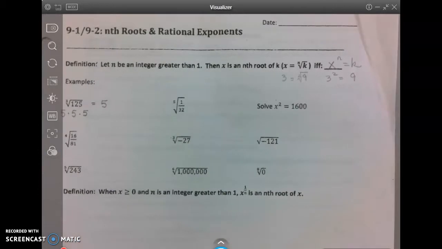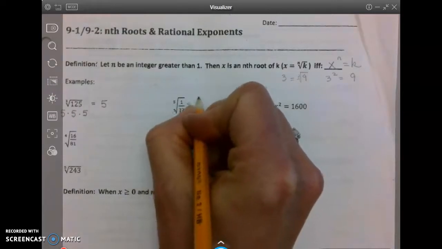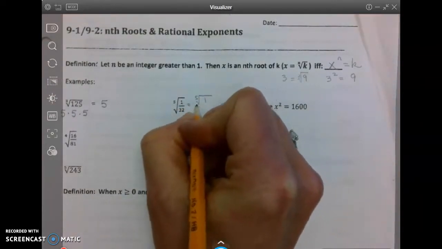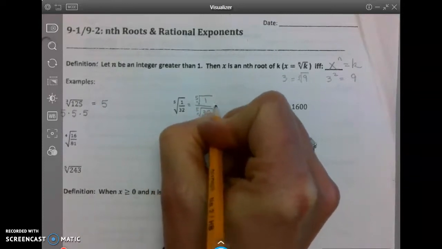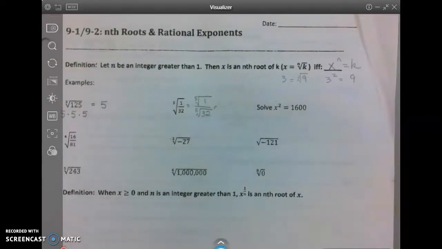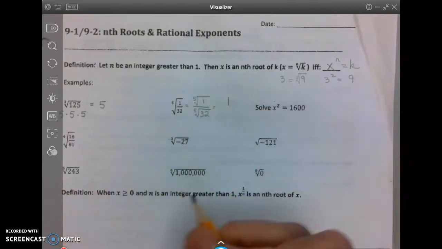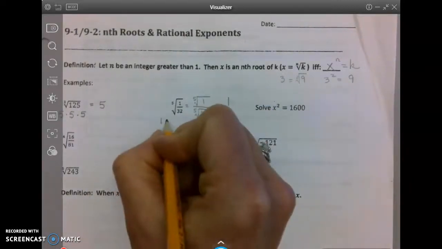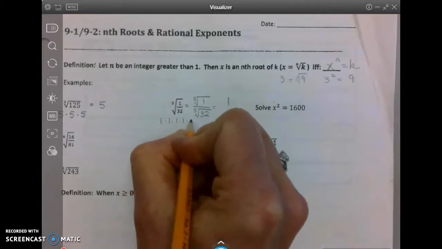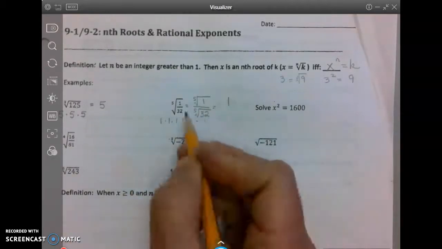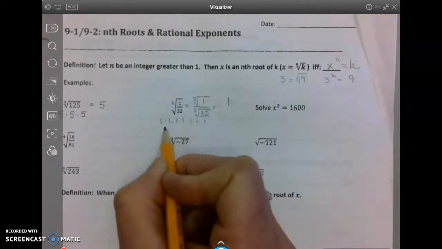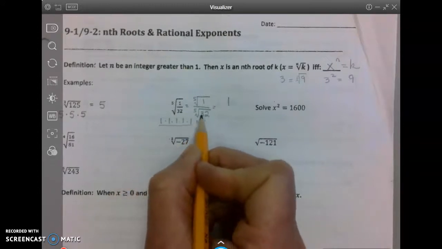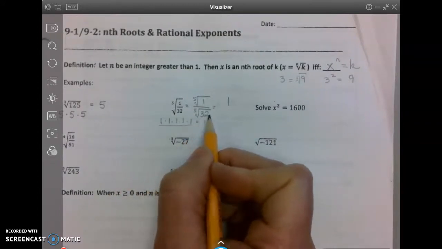How about the fifth root of 1/32? So think of this as the fifth root of 1 over the fifth root of 32. Well, the fifth root of 1 is easy. That's just 1, because 1 times 1 times 1 times 1 times 1 is 1. Well, we have to think of a number that when we multiply it by itself 5 times gives me 32.